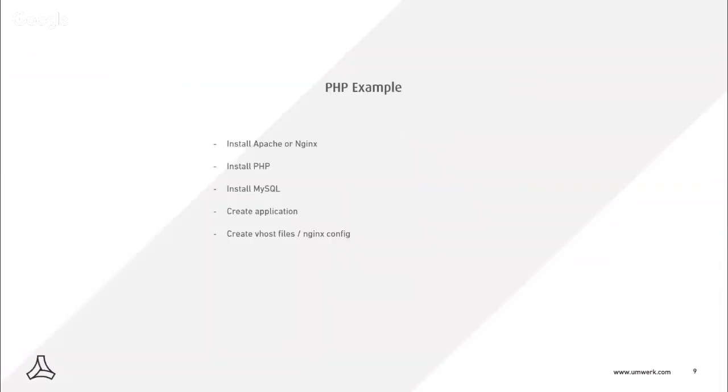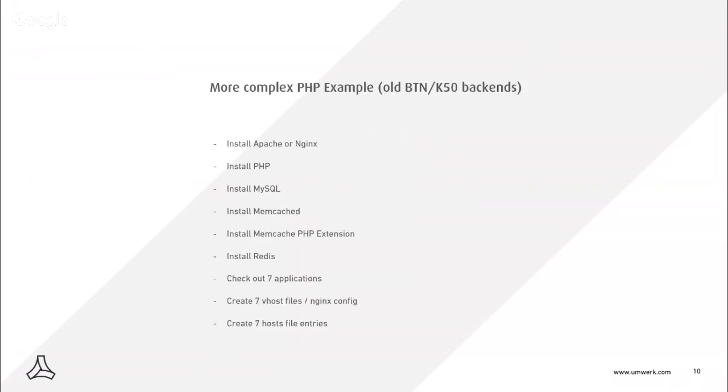So let's take a PHP example. The same is true for Java, JavaScript, and whatever. You need some web server for PHP, you need PHP itself. You probably have a MySQL server. You create the application, create some configs, and then you have it hosted wherever. That gets a little more tricky when you have a more complicated application. For example, when you want to host the old BTN and K50 apps, you also need Memcache, a Memcache extension, Redis. You have 7 applications with 7 configs. That probably takes a day or two to set up. So that's already tricky on the dev machine.